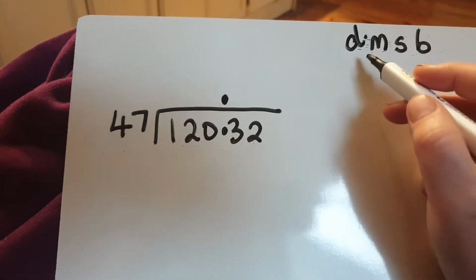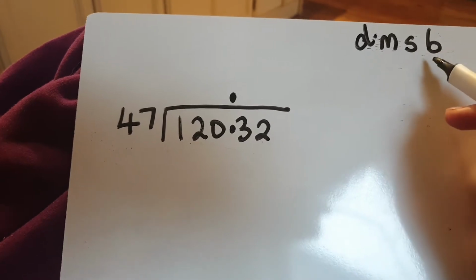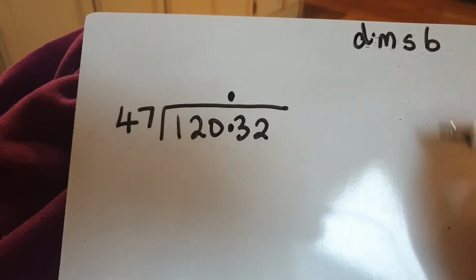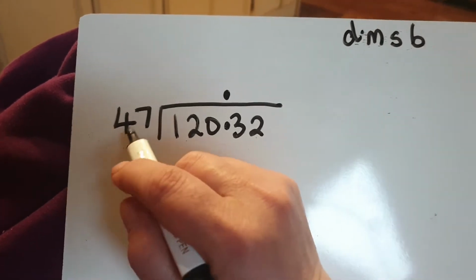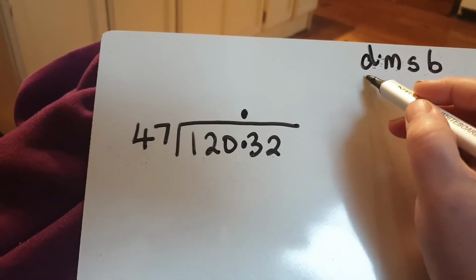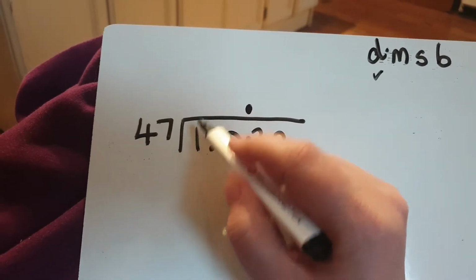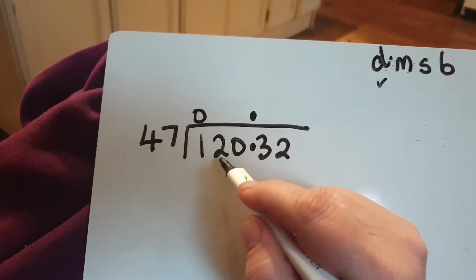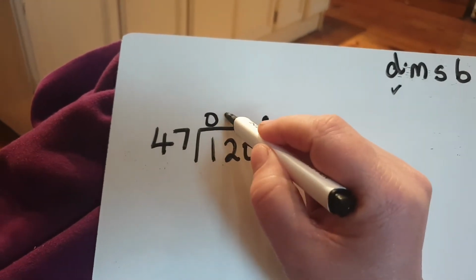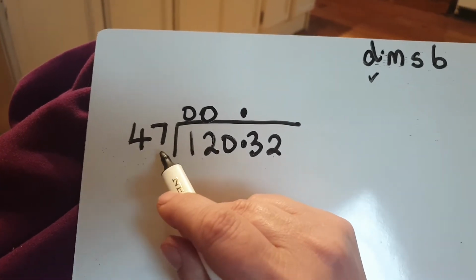Okay, so remember, we're going to divide, then multiply, then subtract, then bring down, and we can do our rough work at the side if we need to. Our first thing is to divide. So our question is how many 47s are in 1? As we know, there's none. How many 47s are in 12? Oh, there's still none.